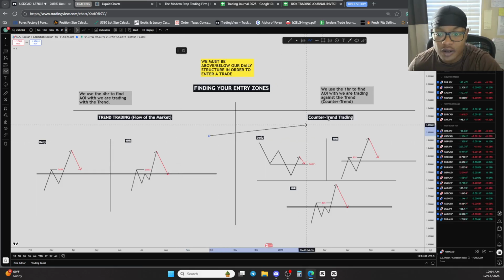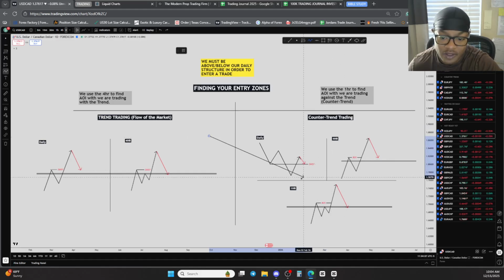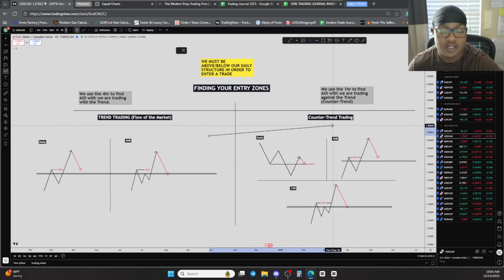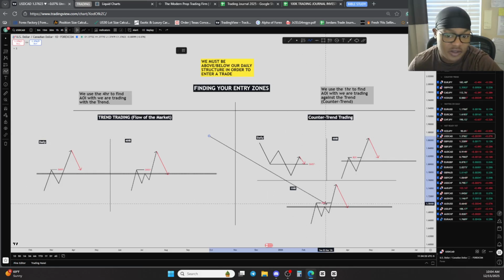And then for our counter trend trading, this is when we use the 4-hour and the 1-hour. The daily time frame is just showing us where we're at in the market in order to utilize the 4-hour and the 1-hour to our advantage. So when we are counter trend trading, when we're looking for setups going against the trend, we use the 4-hour and the 1-hour time frame to find this area of interest.